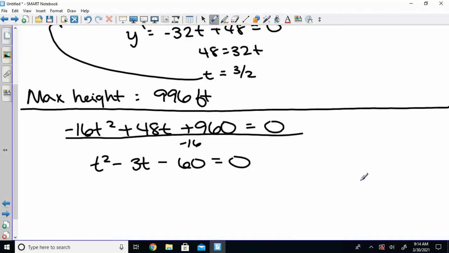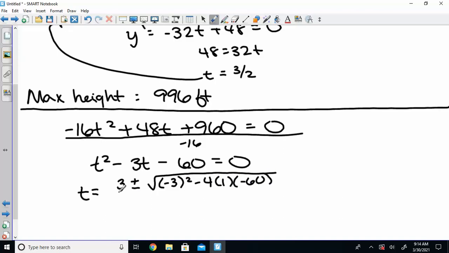But then it does not factor nicely, does it? So what do I do if something doesn't factor nicely? The quadratic formula: opposite of b, plus or minus the square root of b squared minus 4ac, all over 2a.